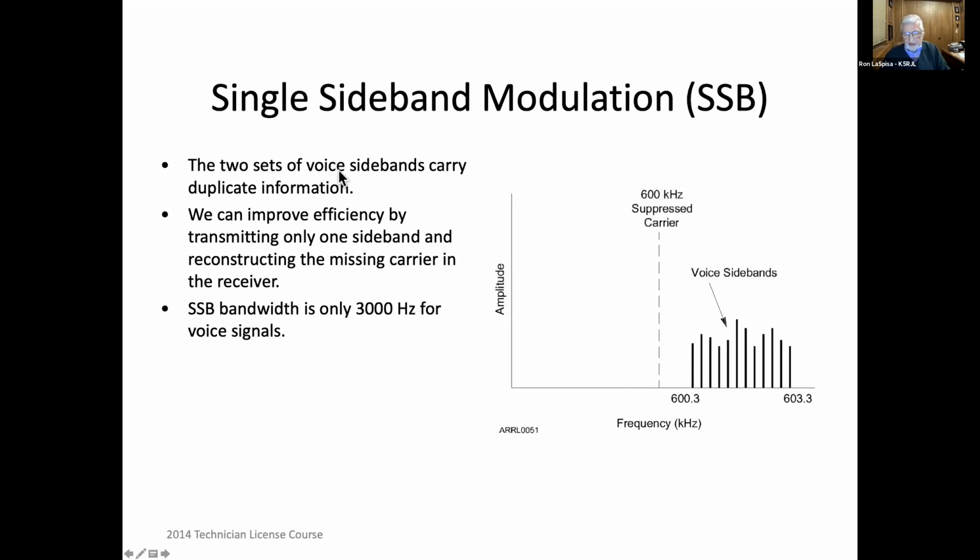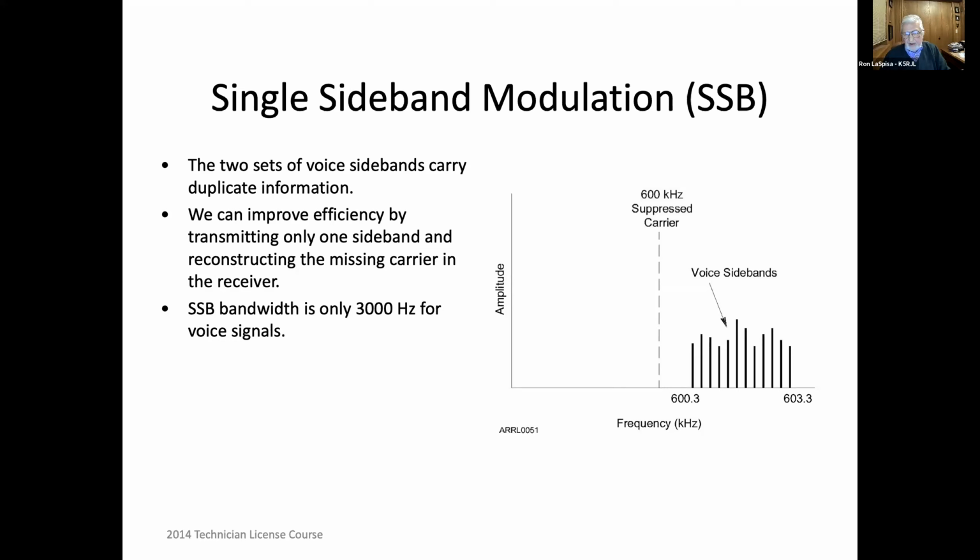Since the two sets of the voice sidebands carry the same duplicate information, we can improve efficiency a lot by transmitting only one sideband, and we don't even send the carrier. Then through the tricks of electronics, we reconstruct the missing carrier inside the receiver.